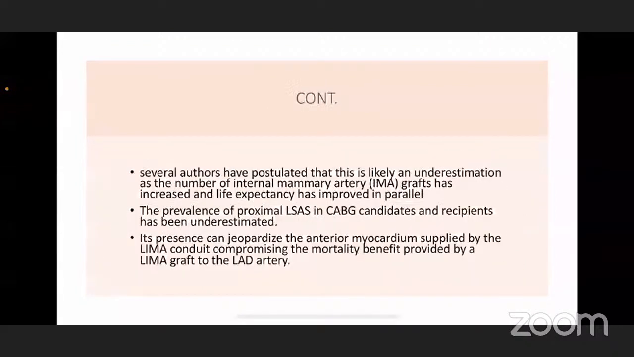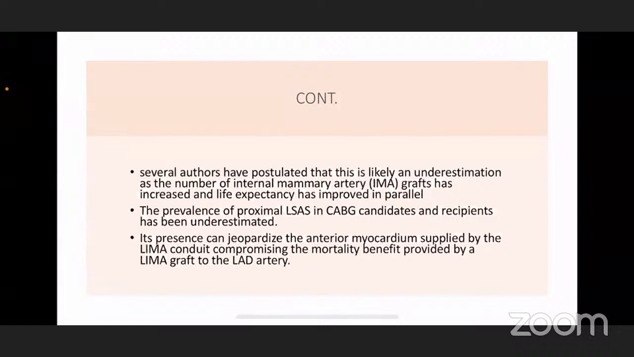Even with those numbers, several authors have postulated that this is likely an underestimation, because as the number of the Lima grafts has increased and the life expectancy has improved in general, so this could be an underestimation. What is the significance?